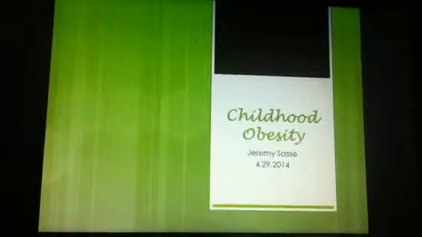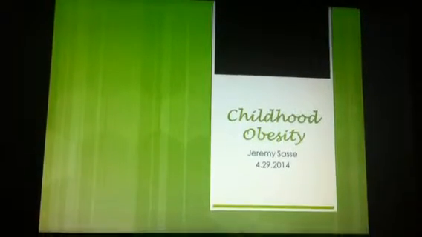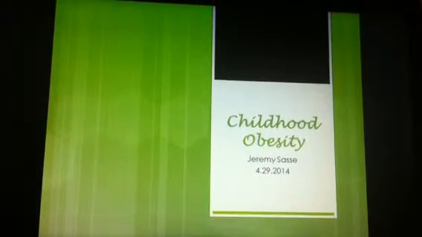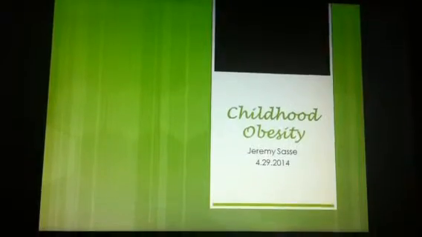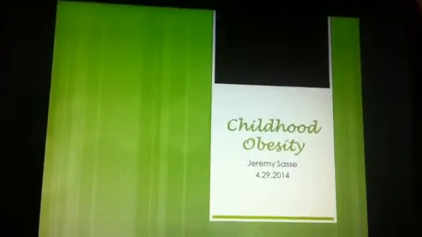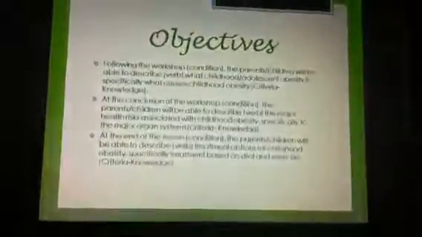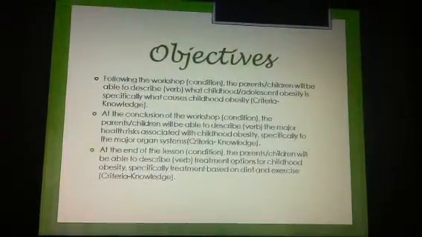Today we'll be discussing childhood obesity. The target audience for this presentation will be parents and their children 18 and younger, and this presentation would take place at a community health fair. So to begin this lesson, we'll talk about the objectives for the day.